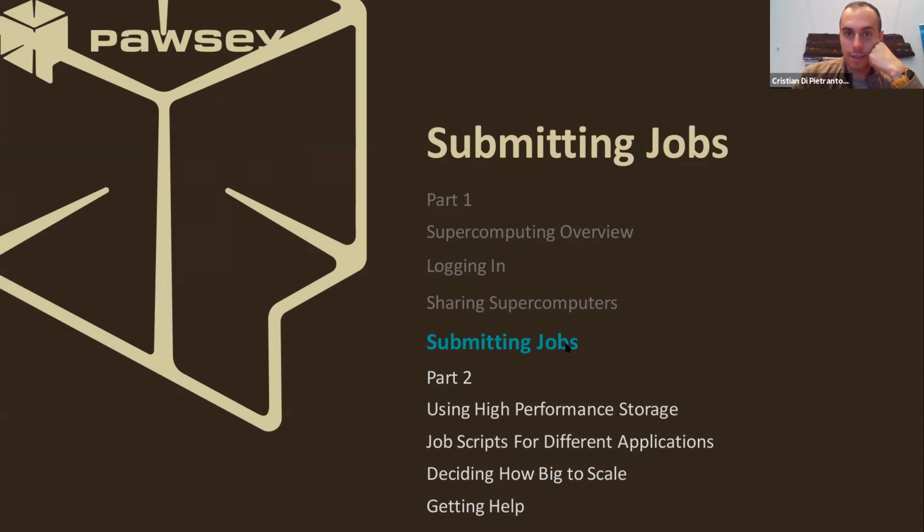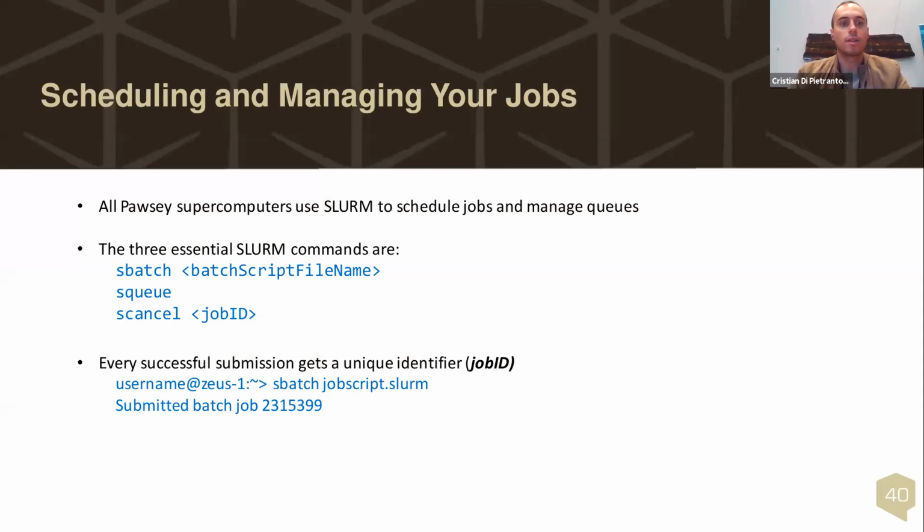The second part is submitting jobs. So how do you actually run a program on the supercomputer? As I said, a job is your program together with the requirements for it to run. The main way is writing a script that specifies the way you want to run your program, but also the resources required. For example, number of CPU cores, amount of memory, which partition to use, and so on. I'll show you in a second how to write it.